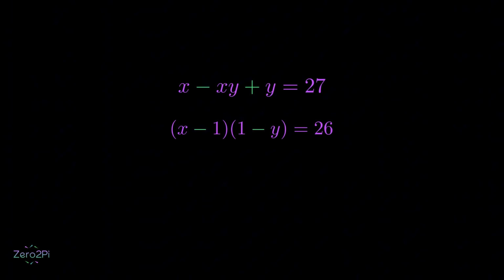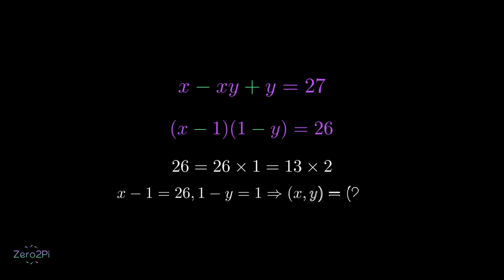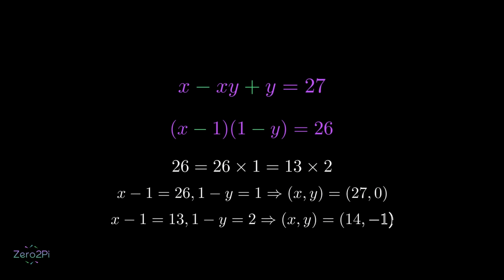This method is known as Simon's Favorite Factoring Trick. Now let's factor 26. We can write it as 26 times 1 or 13 times 2. This means I can set up two equations. x minus 1 equals 26 and 1 minus y equals 1, which gives us the solution (27, 0). Or x minus 1 equals 13 and 1 minus y equals 2, which gives us (14, minus 1).